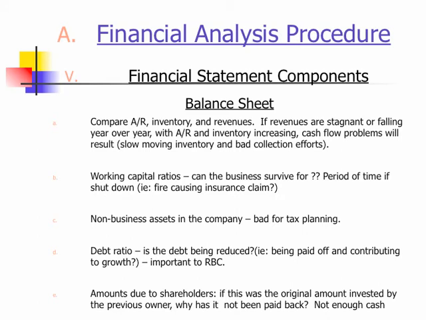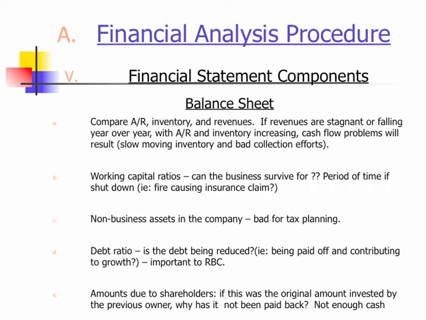Specific items on the balance sheet that we want to look at. We want to compare accounts receivable, inventory, and revenues. If revenues are stagnant or falling year over year, and AR and inventory is increasing, that means not just falling profits, but we're not able to collect. And those profits that we do see, they might be inventory profits. In other words, on an accrual basis, if you have a really high inventory, that'll actually show us profit to the business, believe it or not.